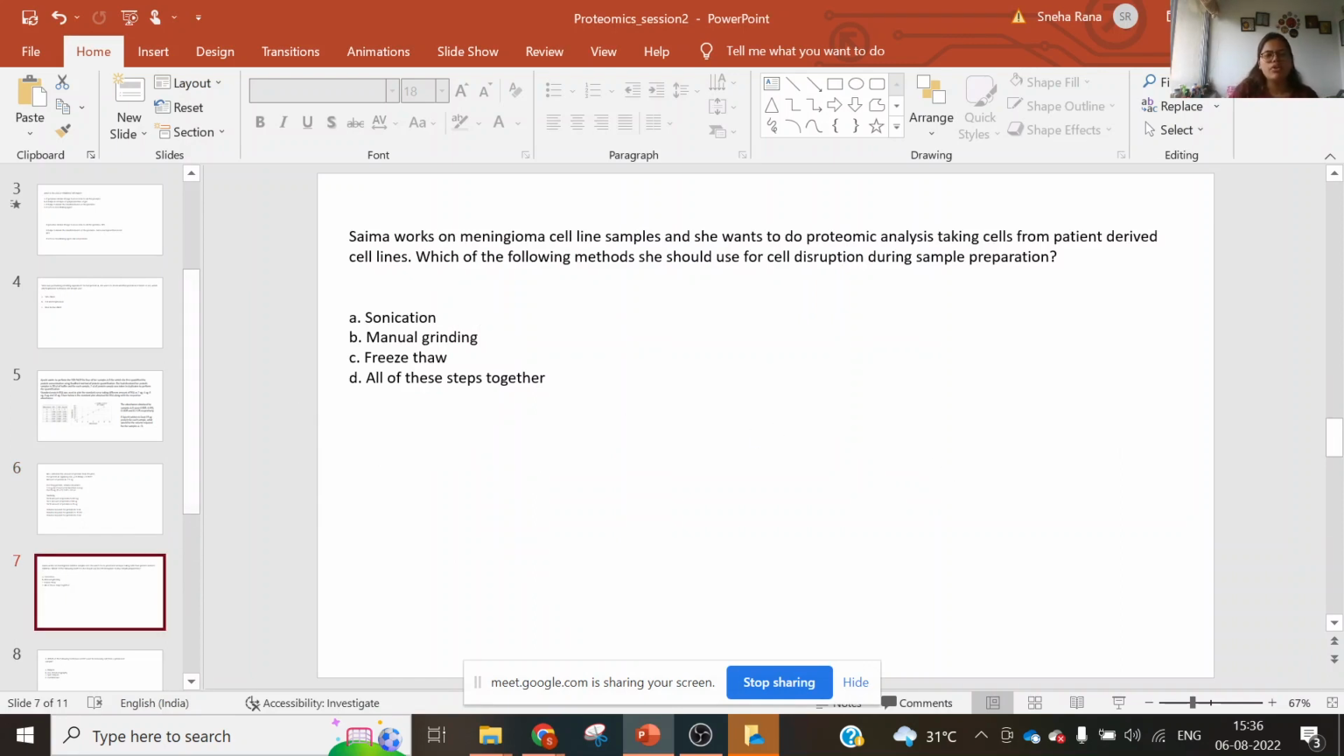So this is another question. Saima works on meningioma cell line samples, and she wants to do proteomic analysis taking cells from patient derived cell lines. Which of the following methods should she use for cell disruption during sample preparation? A, sonication; B, manual grinding; C, freeze thaw; and option D is all of these steps she should be using for her sample preparation.